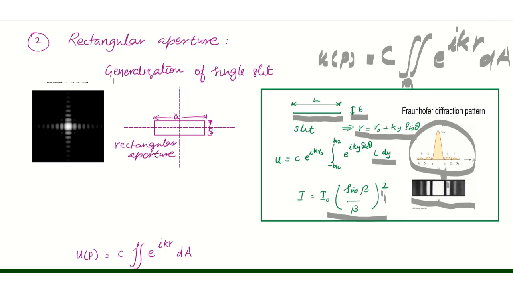It's actually a generalization of a single slit. Here we consider a rectangular aperture, with A as the width and B as the height. And you will see that it will look like something like this. Okay, you have a pattern in the horizontal plane and a pattern in the vertical plane.